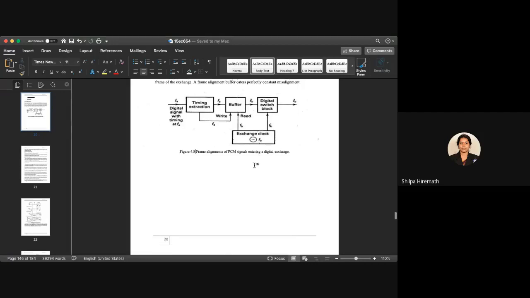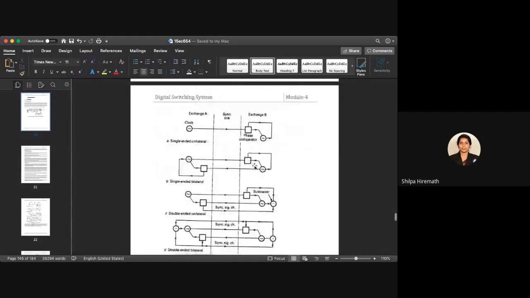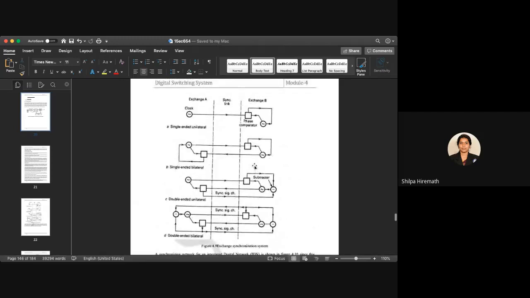So depending upon this itself, we are going for various network structures. In a synchronous digital network, one or two atomic reference clocks control the frequency of the clock of all the exchanges in the network. So this will be called despotic control.